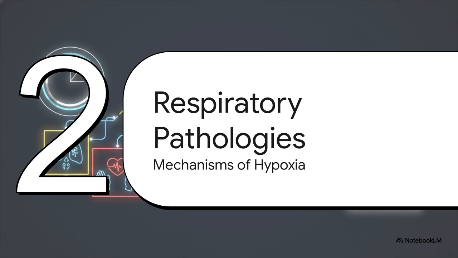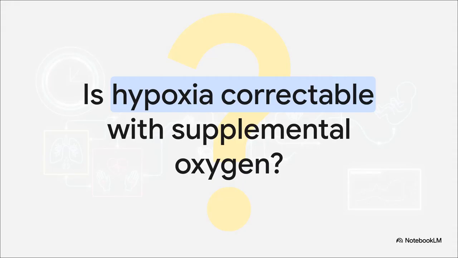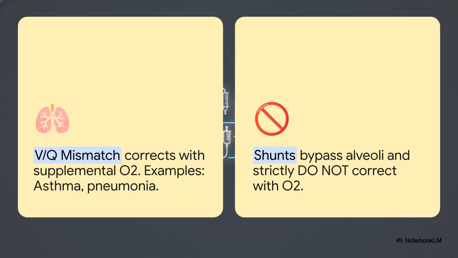Section 3. Respiratory Pathologies and Hypoxia. When respiratory distress sets in, we must rapidly identify the underlying mechanism. After evaluating the AA gradient in a hypoxic patient, this is literally the most critical diagnostic question you must ask. Is the hypoxia correctable with supplemental oxygen? The answer to this completely dictates your next diagnostic step. Here is why that dichotomy is so vital.